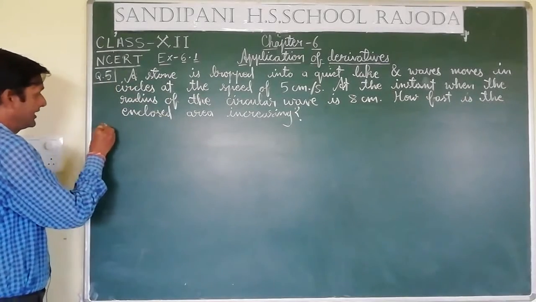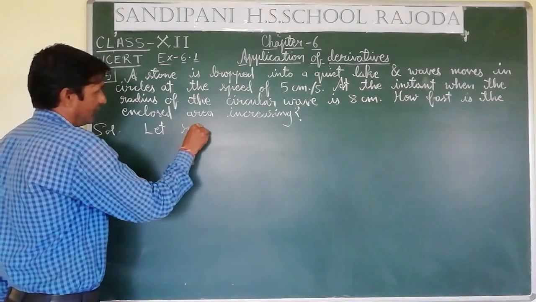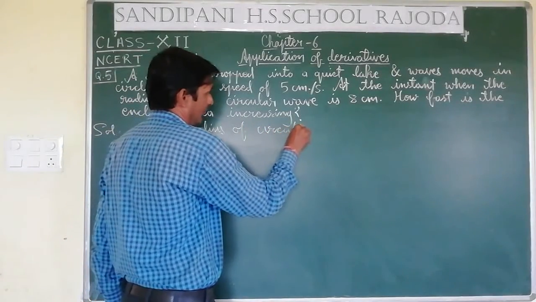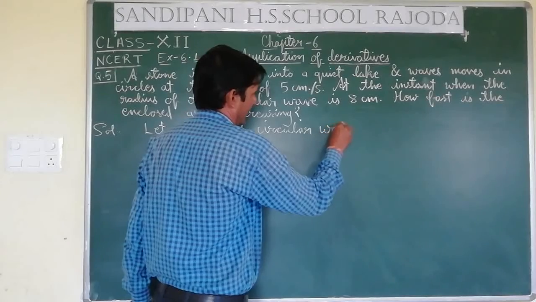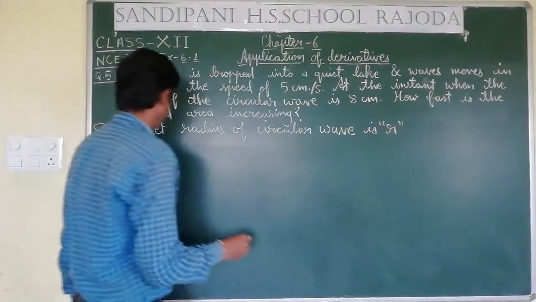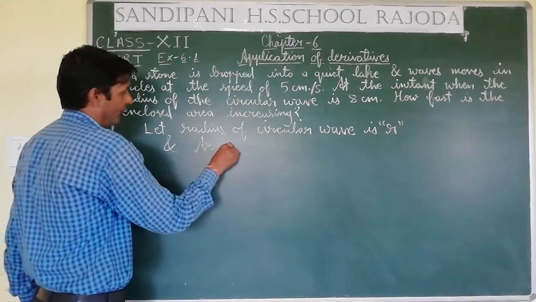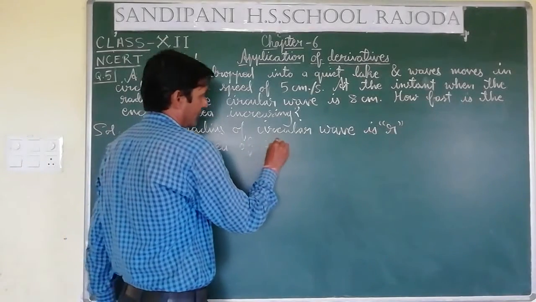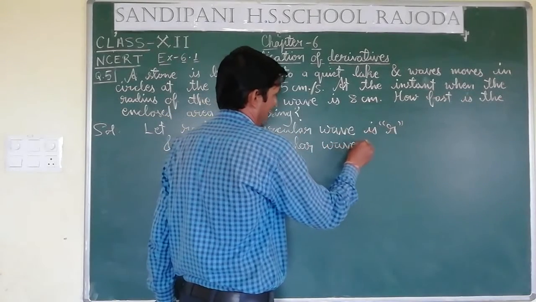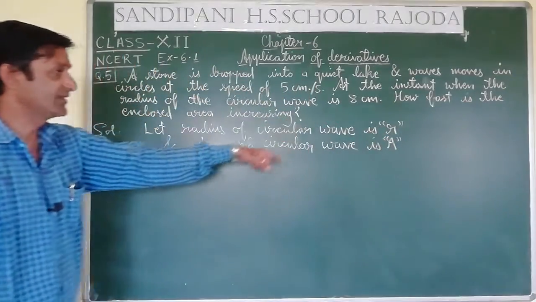So for that, in the solution we have to mention: let the radius of the circular wave be small r and the area of the circular wave be capital A. These things we have to consider.